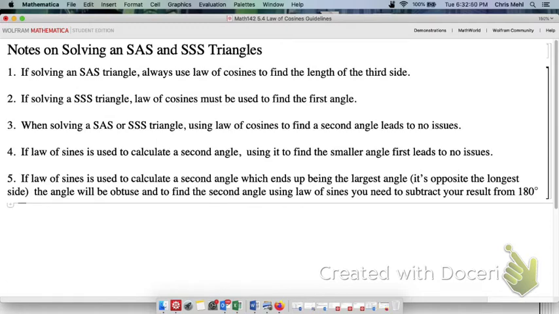You have to use arcsine to find that angle if you use law of sines, and the range of arcsine is only angles between 0 and 90 degrees, essentially. So if you're using law of sines to solve for an obtuse angle, you're going to get the wrong answer. Okay, so into some examples we go.